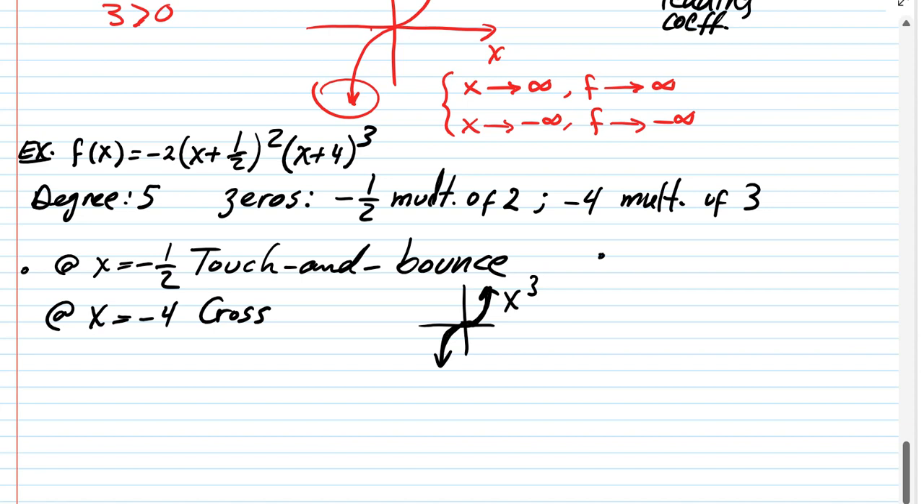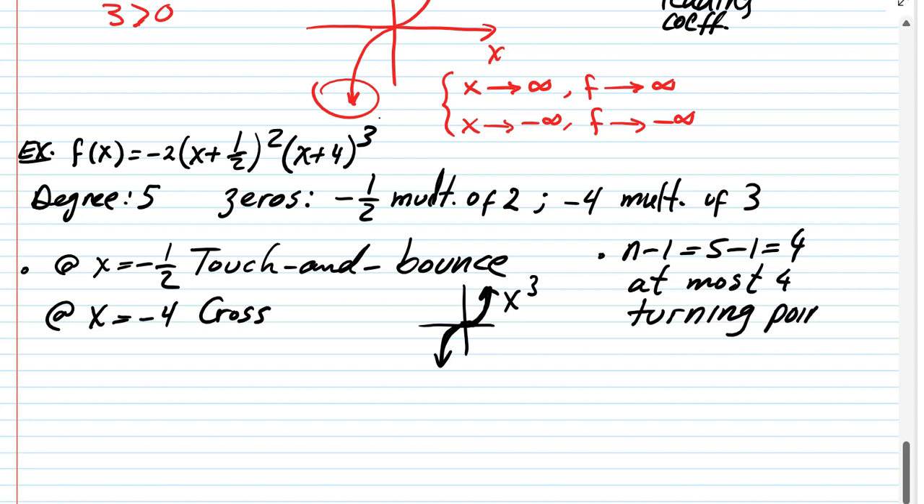Turning points, I didn't put that. So this could have n-1. What's the degree, by the way? How did I get 5 here? That's when you add 3 and 2. The degree is the sum of the exponents on the factors. Because this is a 5th degree polynomial, it has at most 4 turning points. Okay, so we got that one.